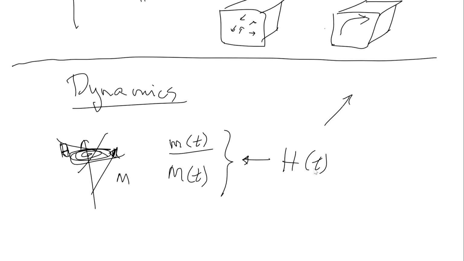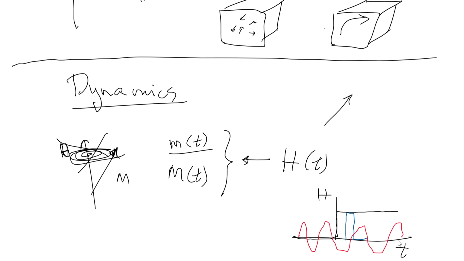And a time-dependent field might mean, for example, if I plot H as a function of time, that there was no field and suddenly we apply the field like a step function, or we can pulse a field. Let me use a different color. We can apply a field pulse, so there is no field and then suddenly we apply the field and we remove the field. Or we can have an oscillating magnetic field.